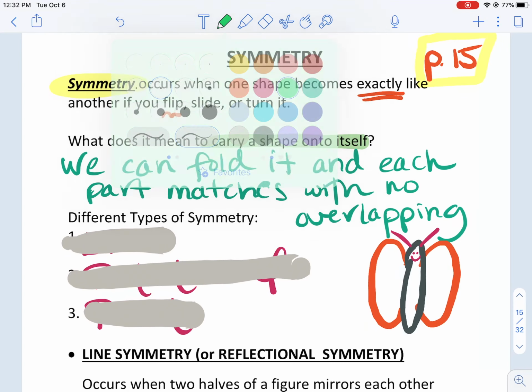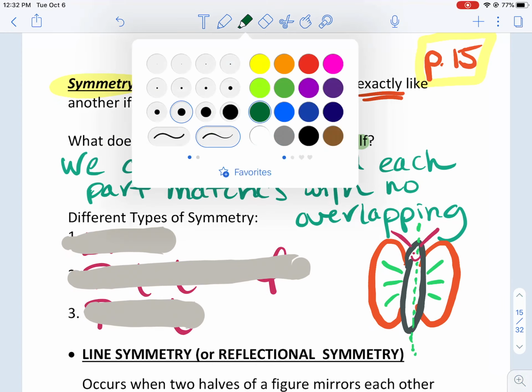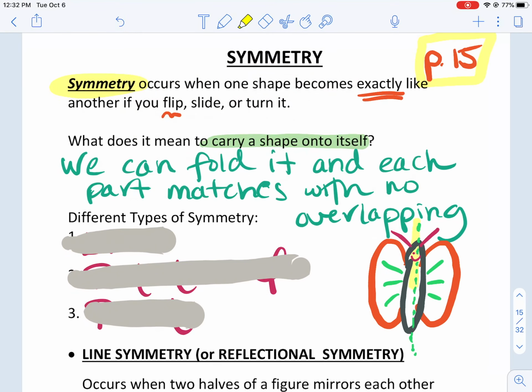Now, if this is carried onto itself, what I can do is take our little friend, the caterpillar. Well, he's not a caterpillar anymore. He's a beautiful butterfly. And if I fold him in half, and again, we're going to talk about this in a minute, this is a vertical carrying onto itself. I can fold him, and every little piece, like this piece here, is going to match with this piece here. This piece here is going to match with this piece here. So there's nothing left over or overlapping.